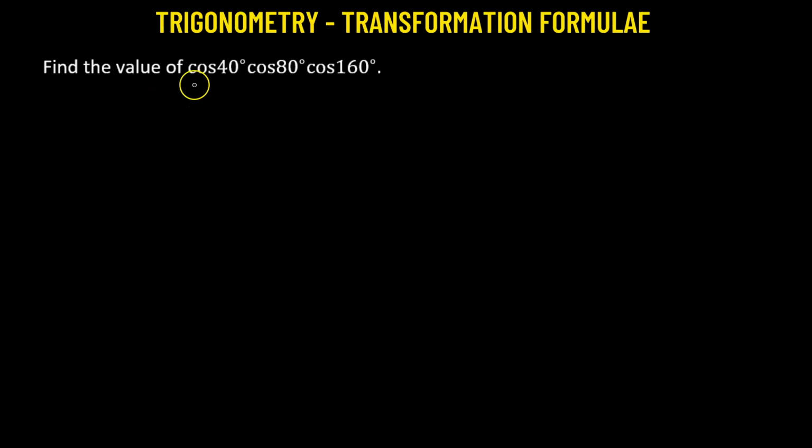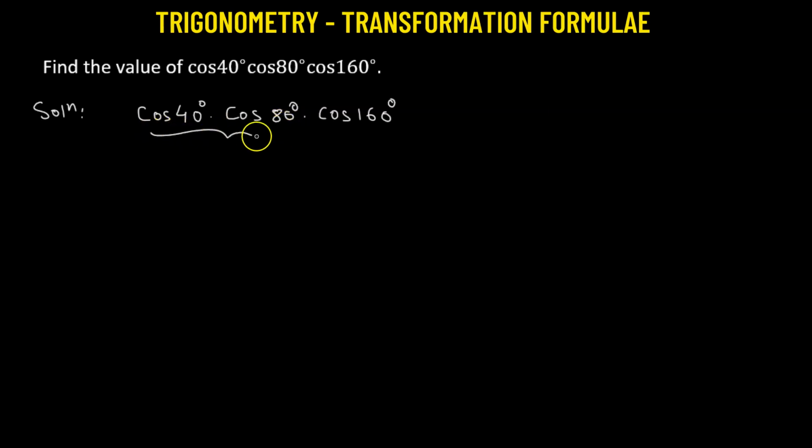So here we need to find out the value of the given trigonometric expression. So let us begin. Here we are given cosine of 40 degrees times cosine of 80 degrees times cosine of 160 degrees. Now none of the trig functions have a standard value. What we'll do, we'll use the transformation formula to find out the value.